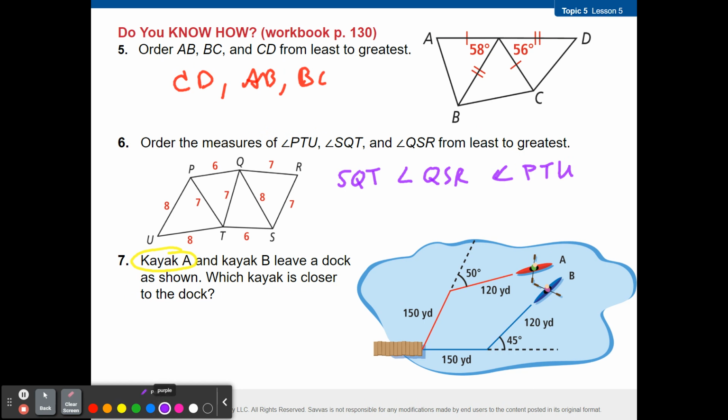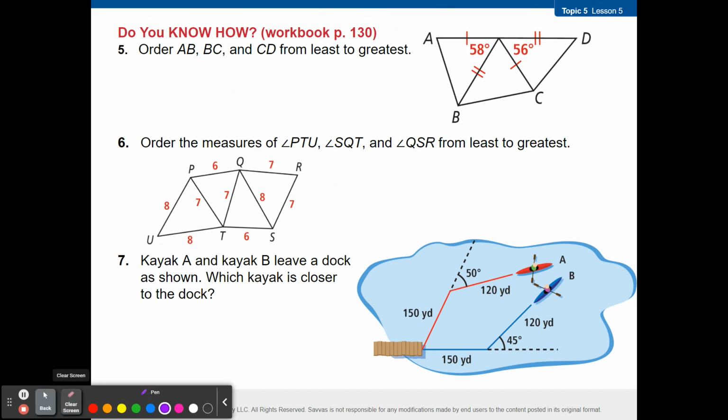Okay, let's take a look at this. Remember, right here is a linear pair. So this angle ends up being 130, and this one ends up being like 125? Kayak B can turn quicker because it's angled more towards the dock. It's 135, thank you. Yeah, that's what I messed up with. This is 135. That's why A would be closer. There you go. Questions on that?